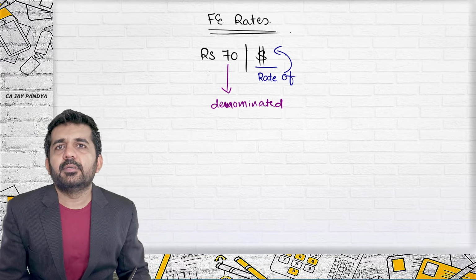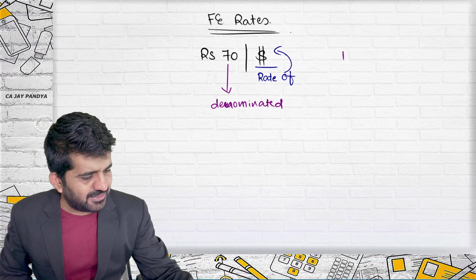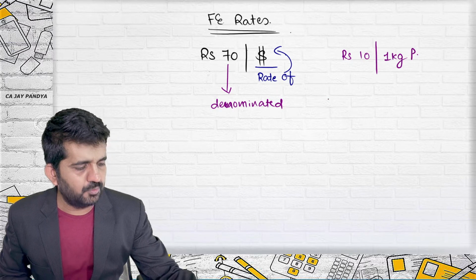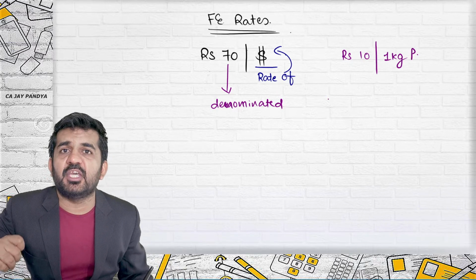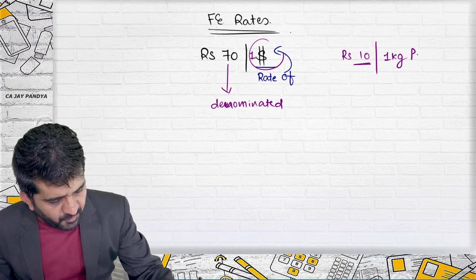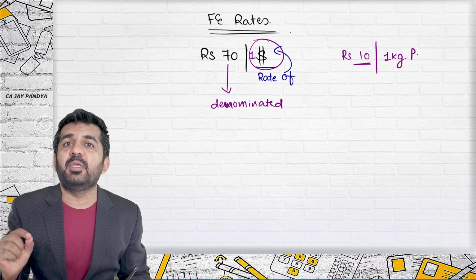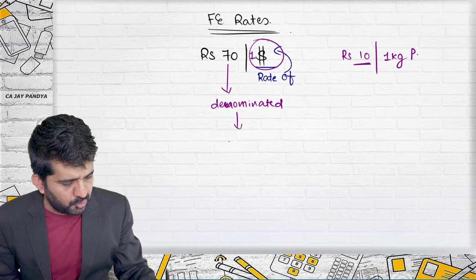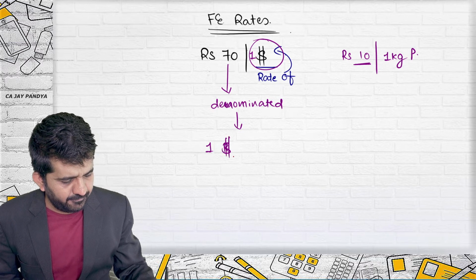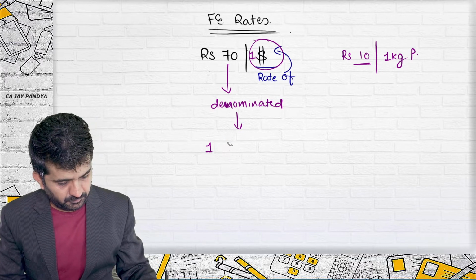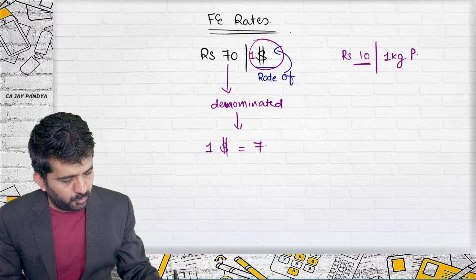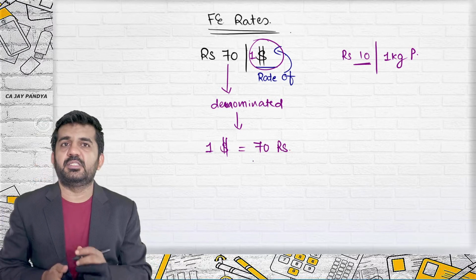It is as good as this. Rupees 10 per 1 kg of potato. What is the price of 1 kg of potato? It is 10 rupees. What is the price of $1? It is rupees 70. So this also means $1 is equal to 70 rupees.